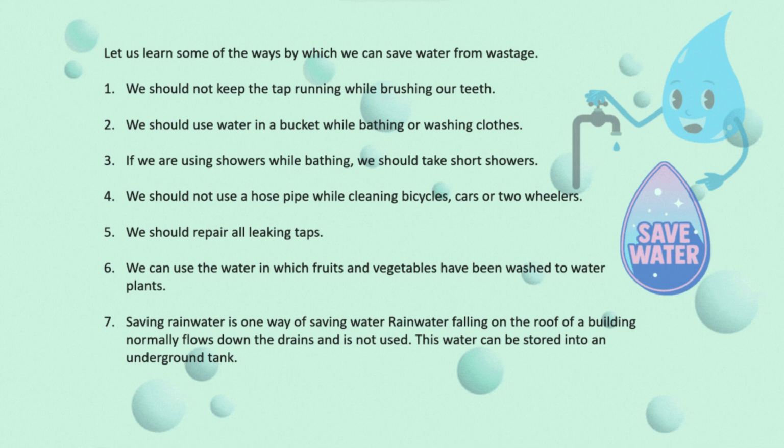5. We should repair all leaking taps. 6. We can use the water in which fruits and vegetables have been washed to water plants. 7. Saving rainwater is one way of saving water. Rainwater falling on the roof of a building normally flows down the drains and is not used. This water can be stored in an underground tank.